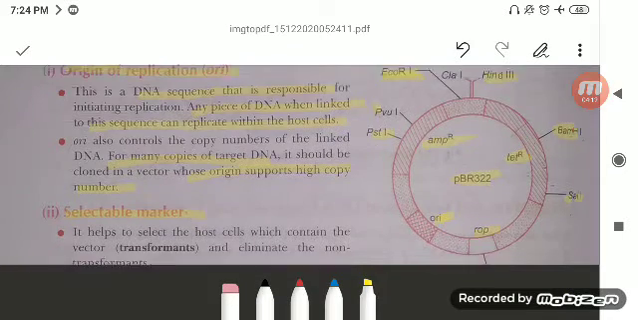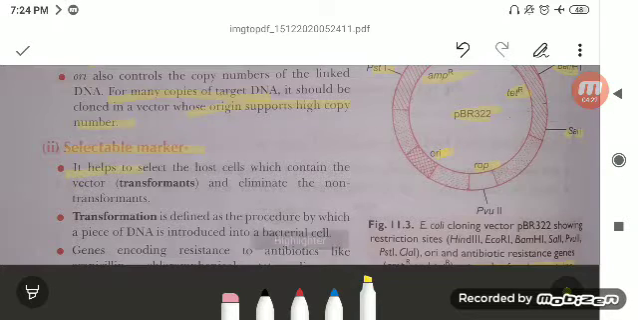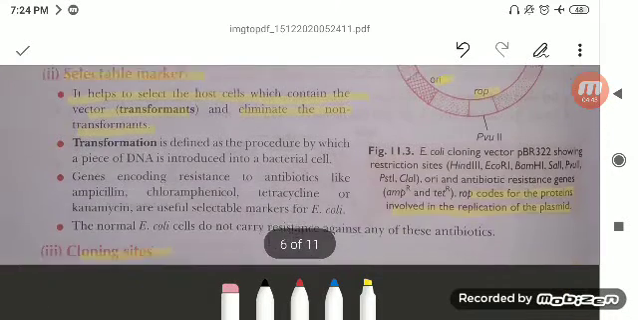Number two, a very important feature of the plasmid cloning vector, is the selectable marker. It helps to select the host cells which contain the transformed vector, and eliminate the non-transformed ones. So it is able to select between recombinant and non-recombinant host cells. Transformation is defined as the procedure by which a piece of DNA is introduced into the bacterial cell, with the help of the vector.